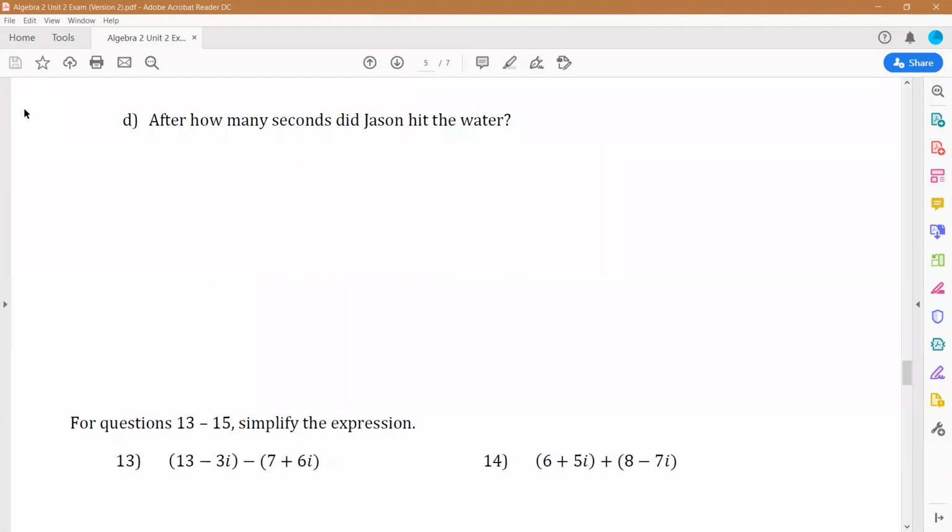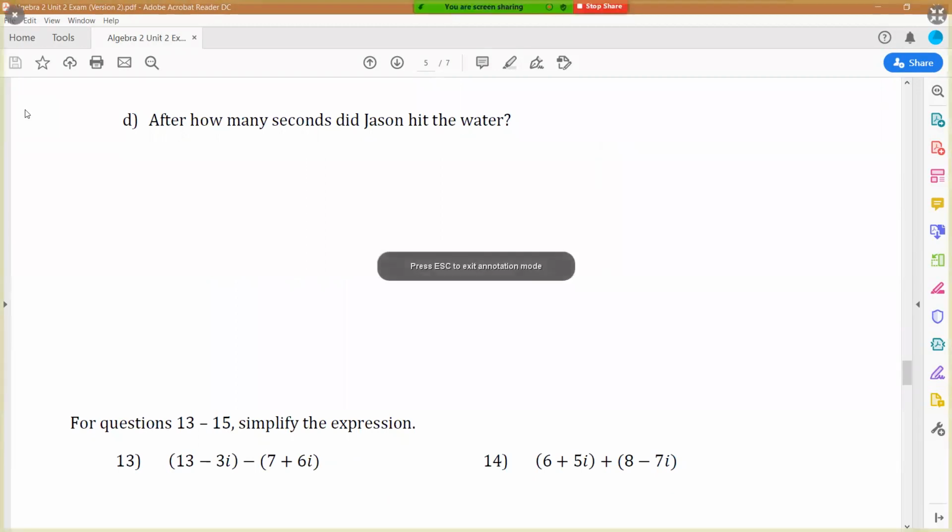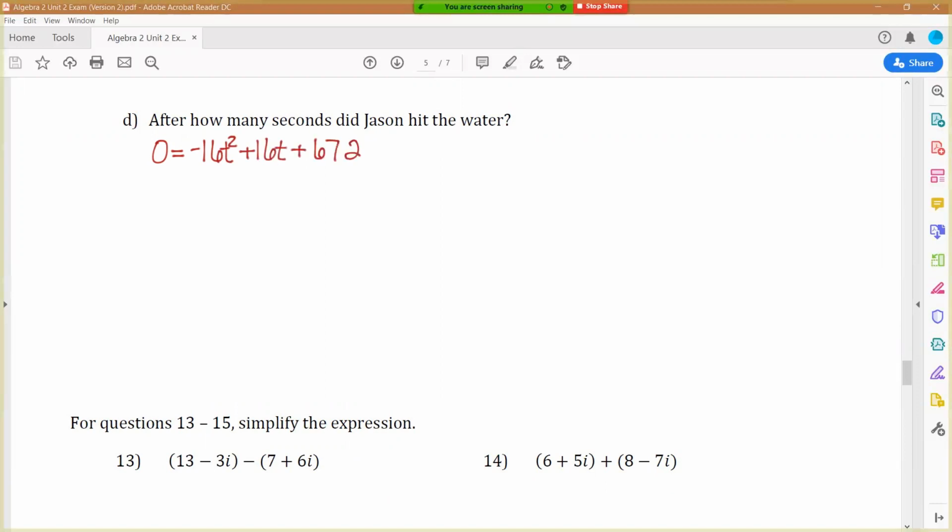Moving to part D, it asks us, after how many seconds did Jason hit the water? If Jason's hitting the water, his height is going to be 0. So what I'm telling you to do for this part is take the height and plug in 0. So 0 equals negative 16t squared plus 16t plus 672. You get 1 point for writing that down for part D.